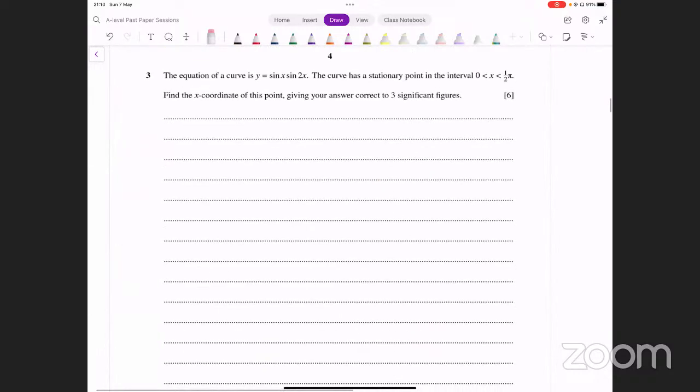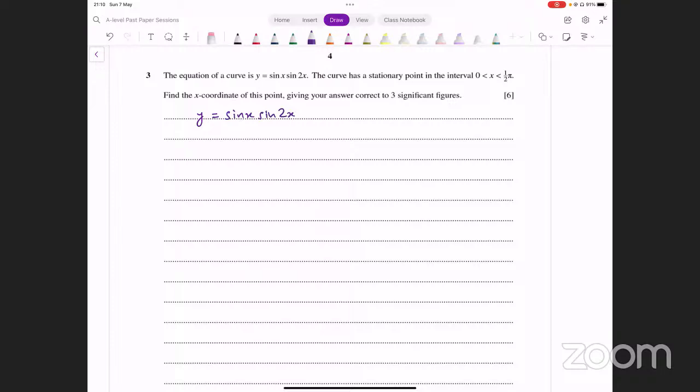Question number 3. It says the equation of a curve is y equals sine x into sine 2x. The curve has a stationary point in the interval 0 to pi/2. Find the x coordinate of this point, giving an answer correct to 3 significant figures. Let me write that down here. So we have y equals sine x into sine 2x. This is the function that we have.